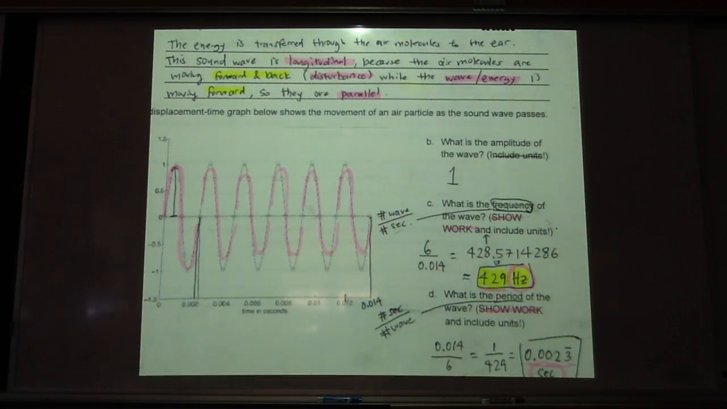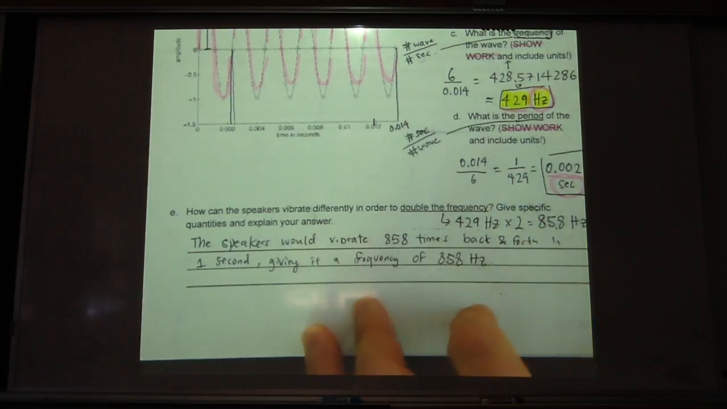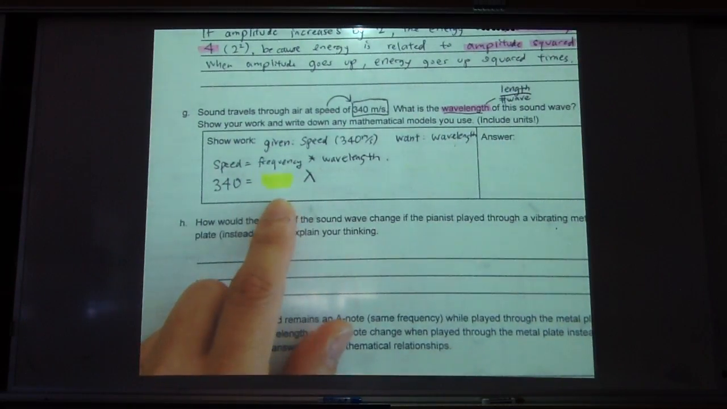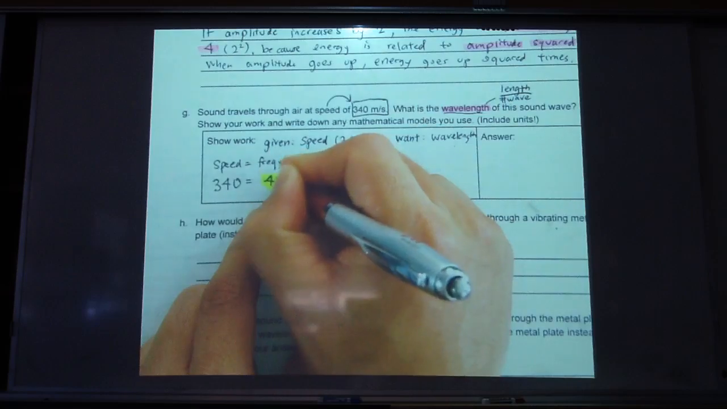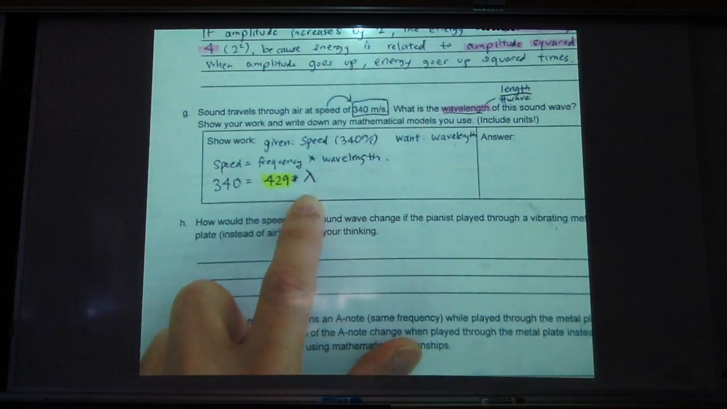And so during your quiz, you have to keep track of these things and remember what you have solved. And we have solved for 429 for the frequency, which we needed to use on this problem, and we actually need to use it for this problem as well. So for this problem, we're going to plug in the frequency that we found, 429, times the wavelength, which we don't know what the wavelength is.